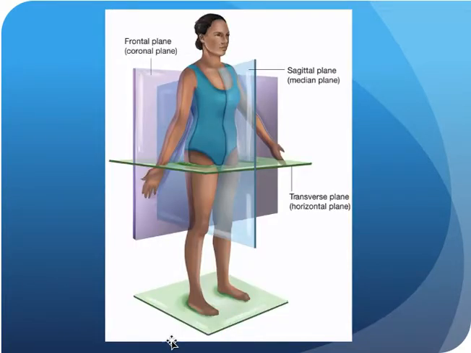So if we come back to this one, we can see this one here divides me into a left and a right, the sagittal plane. The frontal plane divides me into a front and a back, and then my transverse plane is going to divide me into a top and a bottom. Okay, so just keep it really simple, and again, just remember, what do these planes divide my body into?